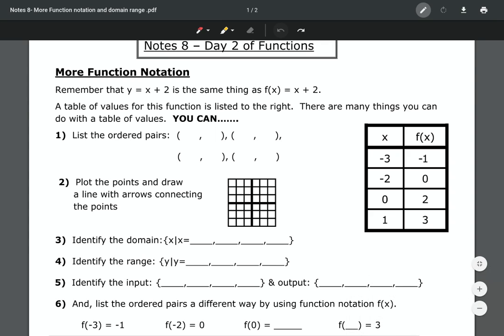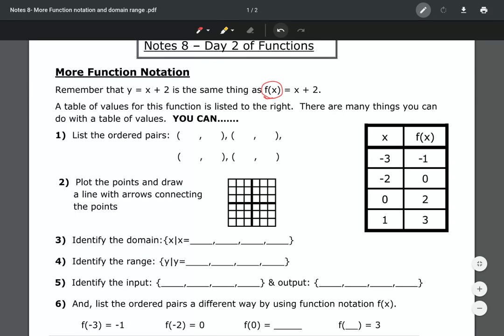So day 2 of functions, notes 8. We're going to be working more with function notation. And just remember that y equals x plus 2 is the same thing as f of x equals x plus 2. A table of values for this function is listed to the right.